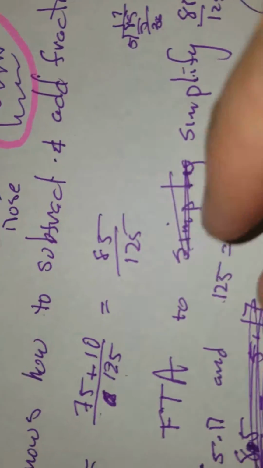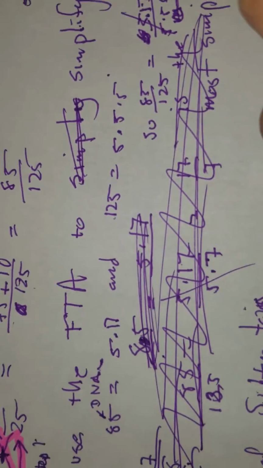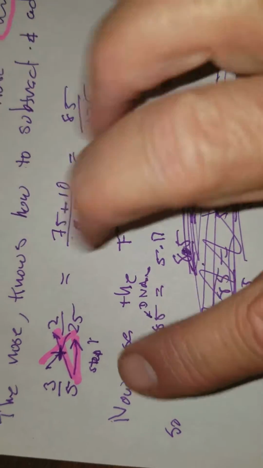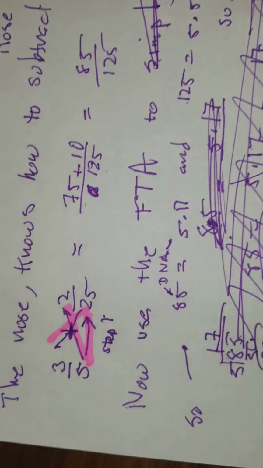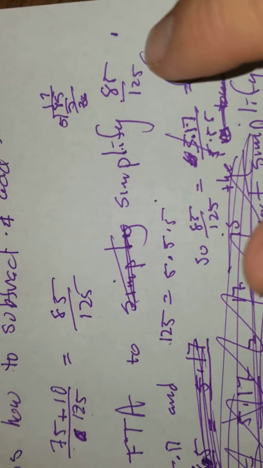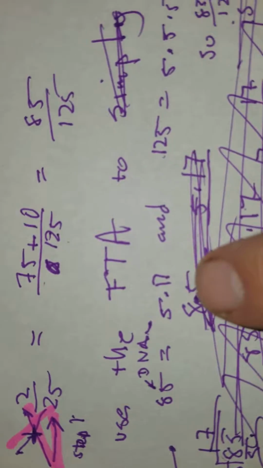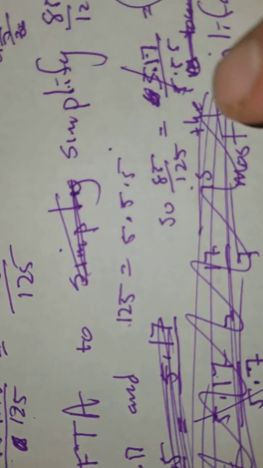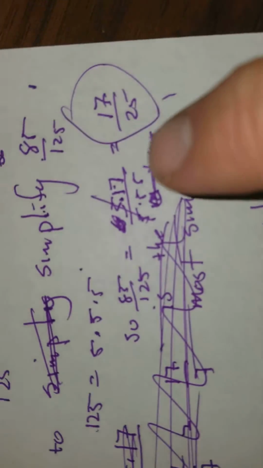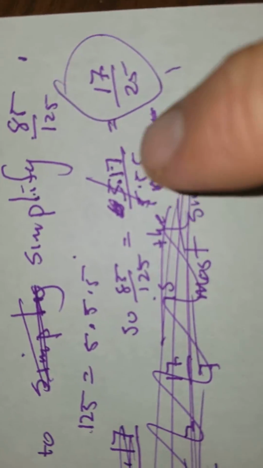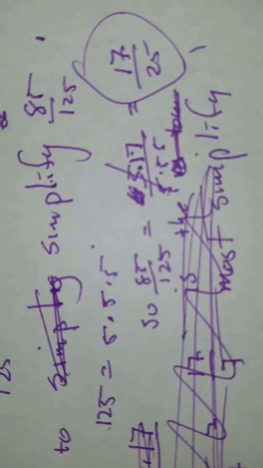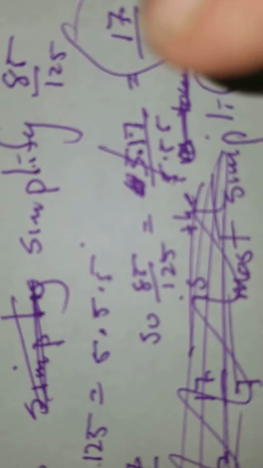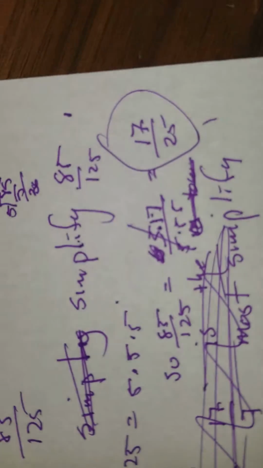But there's a good chance that's not simplified to the most simplified it could be. So now we're going to use the fundamental theorem to simplify 85 over 125. Well, the DNA of 85 is 5 times 17, and that of 125 is 5 times 5 times 5. So we stack them up, you see. 85 can be written as 5 times 17 over 5 times 5 times 5, but this divides out, and so my most simplified form of 85 over 125 is 17 over 25.